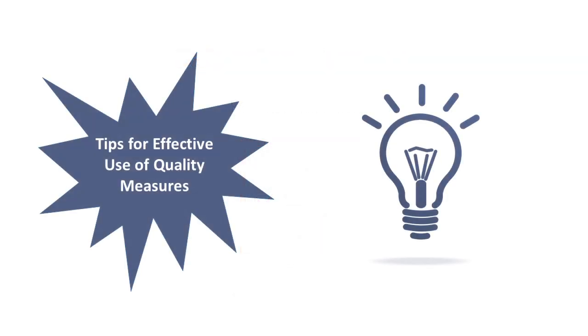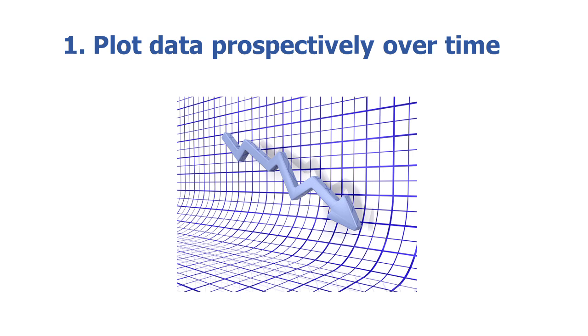Here are some tips for effective tracking of quality measures. First, plot data over time. Improvement requires change, and change is by definition a temporal phenomenon. Considerable information about a process and how to improve it can be obtained by plotting data over time and observing trends and patterns. Tracking a few key measures over time is the single most powerful tool a quality improvement team can use.